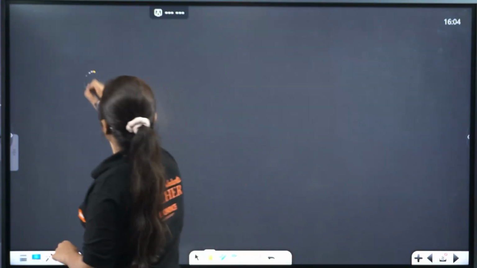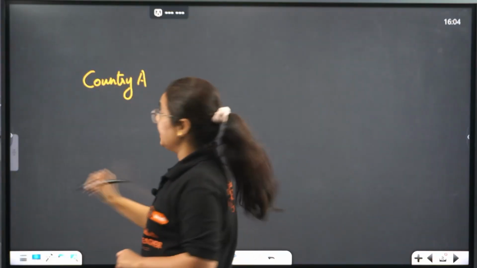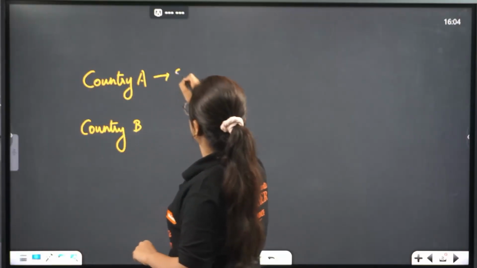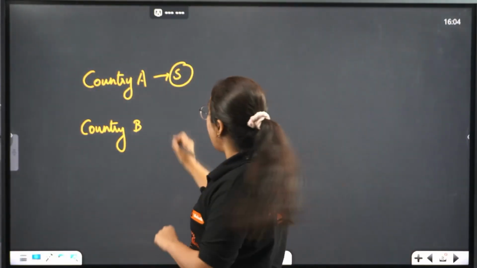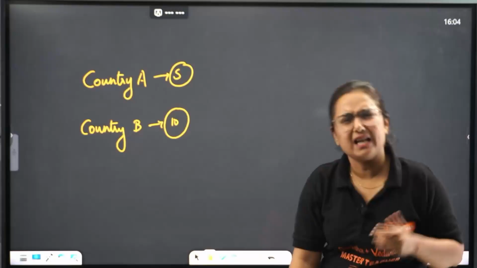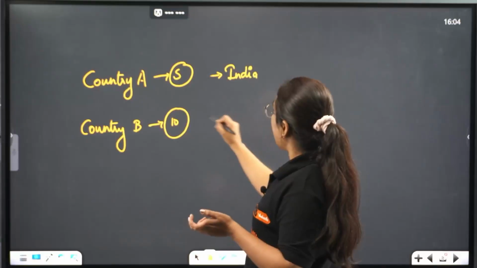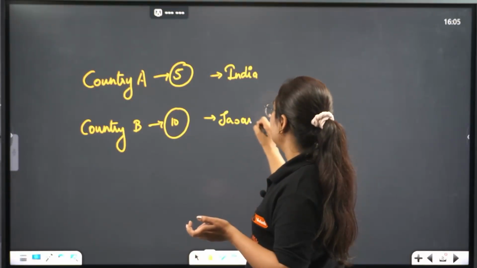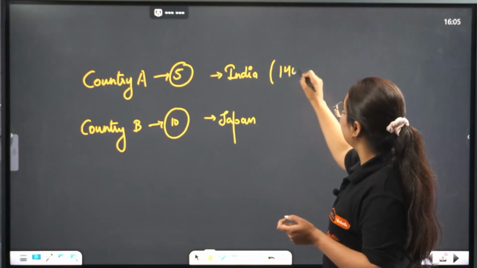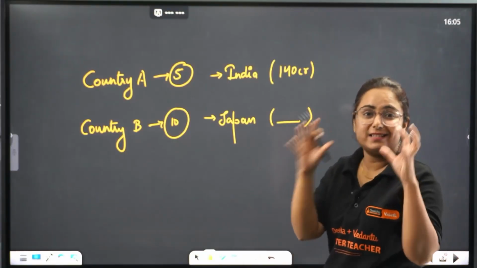Consider there is a country A and there is a country B. In country A, there are 5 citizens. However, in country B, there are 10 citizens, because we know that the population of India and the population of Japan are not the same. India's population is more than 140 crore. I don't remember the population of Japan, but it is definitely less.